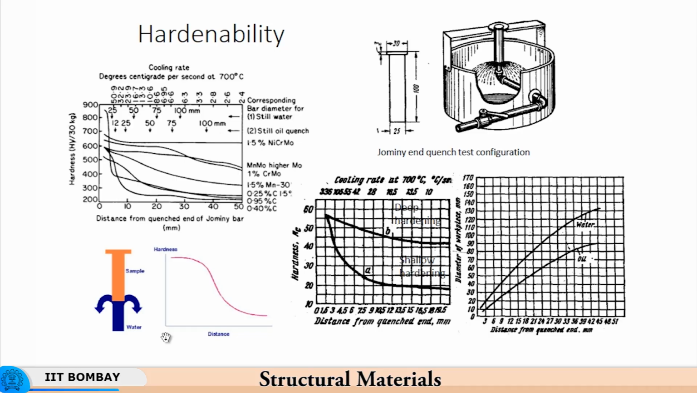Now, the corresponding bar diameter that will cool down is in still water. If you were to quench a bar in still water, you will have 25, 50, 75, so a 100 mm diameter bar. This is what happens.